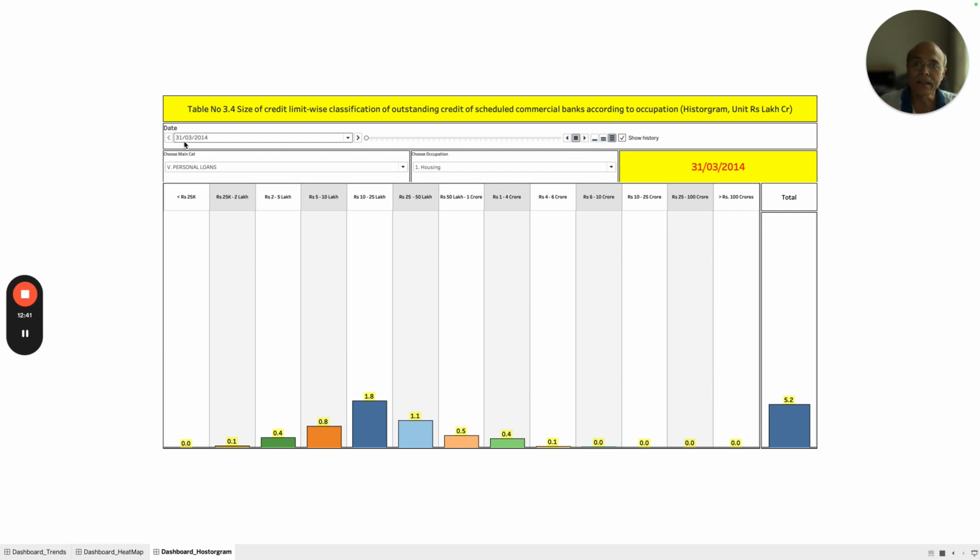On 31st March 2014, we had 1.1 lakh crores of personal loans in the bracket of 10 to 25 lakhs as far as housing is concerned, and the total was 5.2. So out of 5.2 lakh crores, 1.8 lakh crores was gravitating towards the 10 to 25 lakh bracket. Let's see how this particular trend has changed, right? Let me run this. It remains within this trend, the focus here.